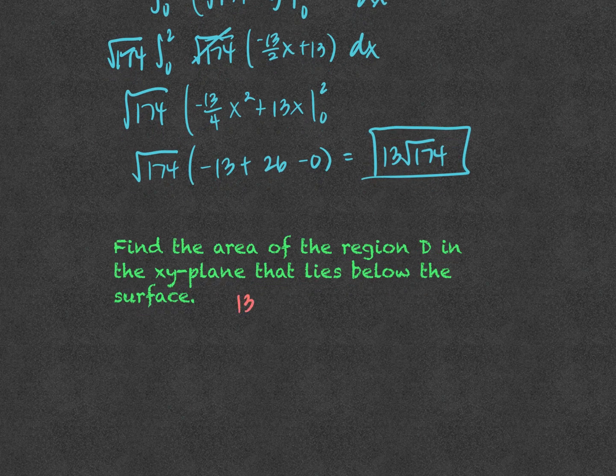And then part B says find the area of the surface, and we find that to be 13 times the square root of 174. Now they do have you pause and put the 174 into the double integral up there without bounds, but I'm sure you can handle that. All right, let's look at another one.